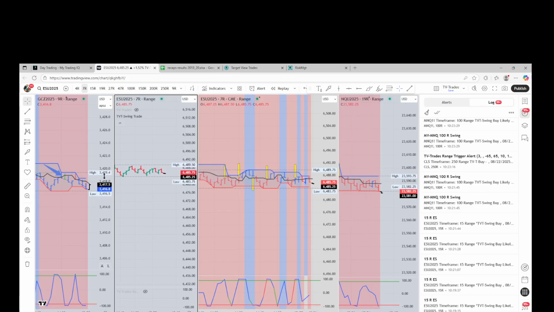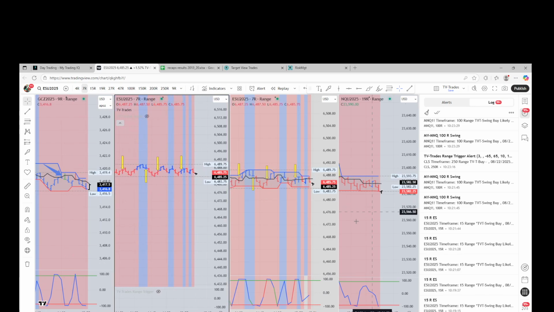Back to this though. That was a swing trade, the TV trades. What I haven't done yet is the TV trades range trigger. I've taken 2 trades so far, and I'm up $1,000 on those 2 trades. But has anything else triggered while I've been doing all this?